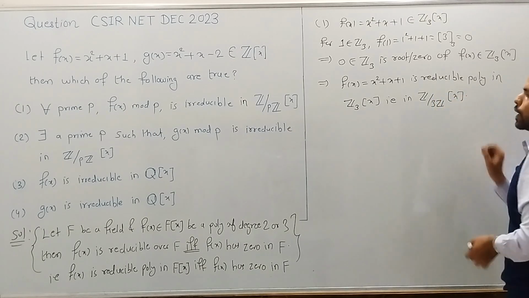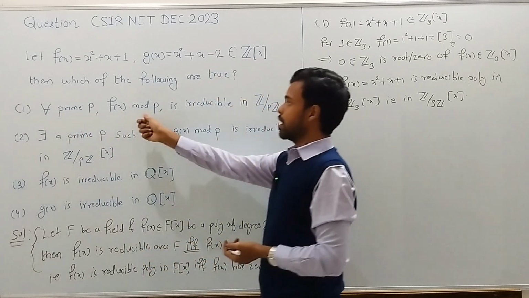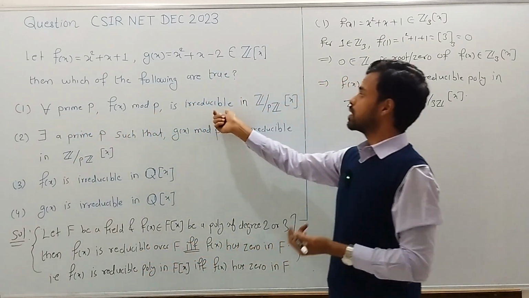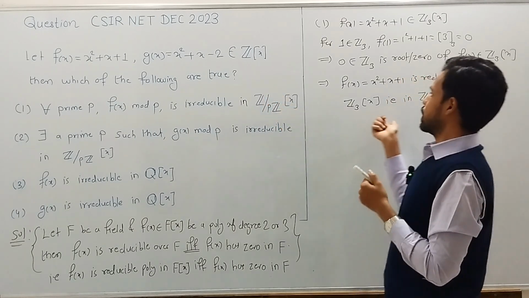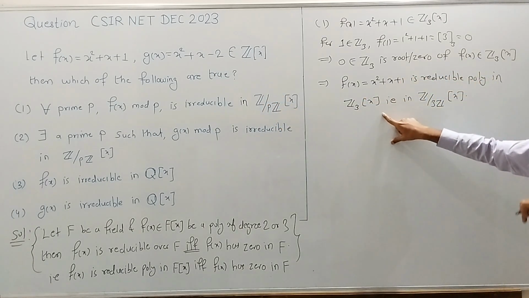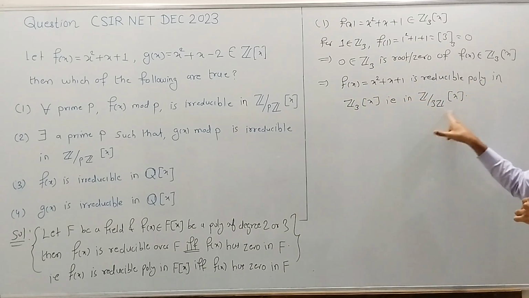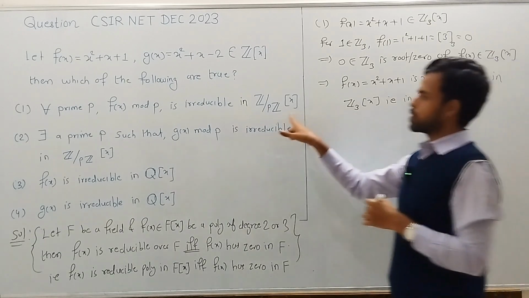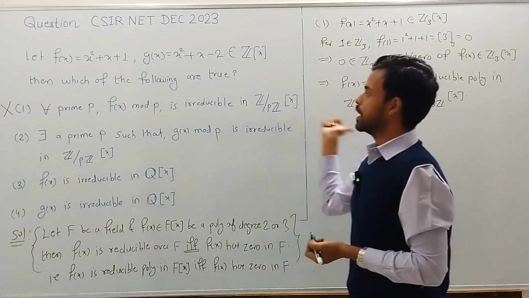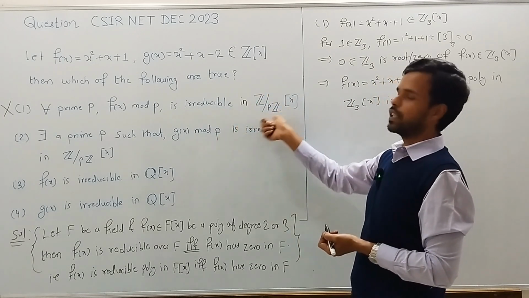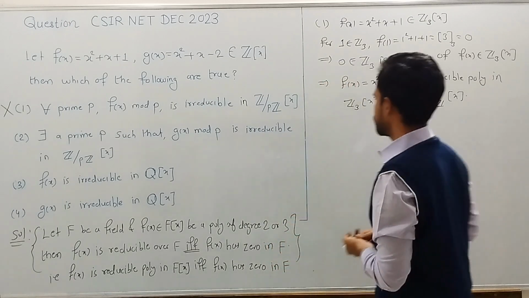Option 1 states that for every prime p, f(x) modulo p is an irreducible polynomial in Zp[x]. But here we see that for p equals 3, f(x) is a reducible polynomial in Z/3Z[x]. So option 1 is discarded, because for p equals 3 it is a reducible polynomial in Z/3Z[x]. Now let's verify option 2.